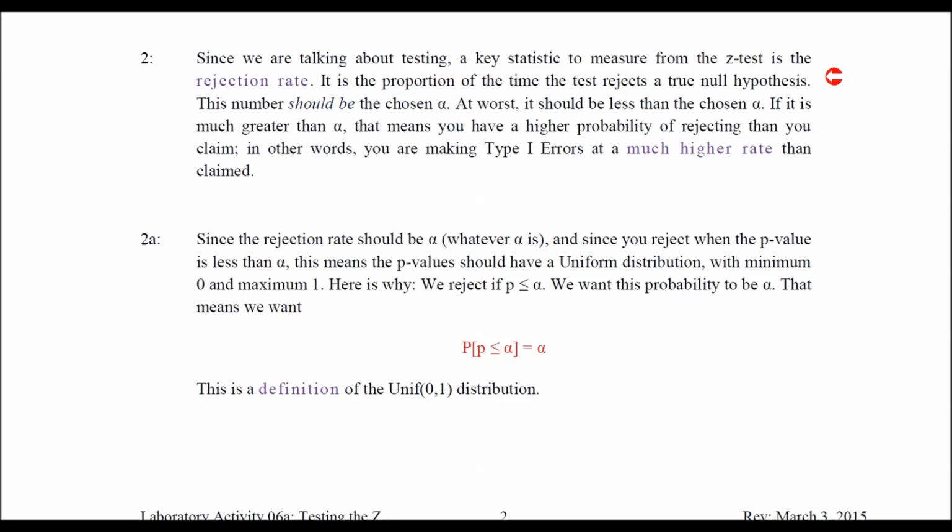If that proportion of the time is equal to alpha, then we've got a good test for alpha equals 0.05. If it's a little bit less, we can live with that. If it's more, that's actually bad. If it's much greater than alpha, that means that you have a higher probability of rejecting your true null hypothesis than you're claiming. Your type 1 error rate is much higher than you think it is, and that's actually really bad.